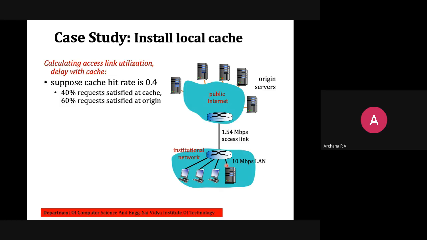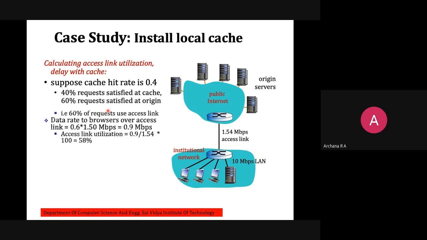It means the number of times you fetch the content from the cache. That is the cache hit rate, about 40%. We have assumed that 40% of the requests are satisfied by the cache, while the origin server hit ratio is 60%. Now we'll calculate. 60% of the requests use the access link. Only 60% use the access link, because the other 40% you access from the proxy server, which exists in your local area network.